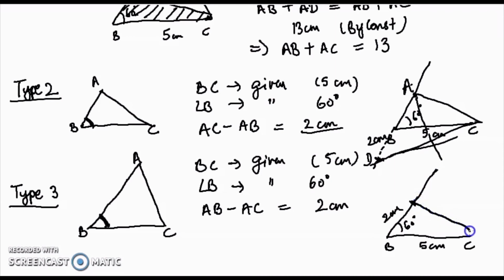Then you will join BC. Then you will draw perpendicular bisector of BC, and you will have to extend both of them so that they meet. Somewhere here they will meet, and then you will join. This point you will be marking as A. You will join AC, and here you can see AB is the bigger side compared to AC. So there is the difference between these two constructions.